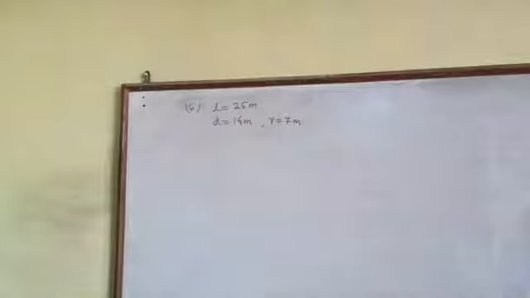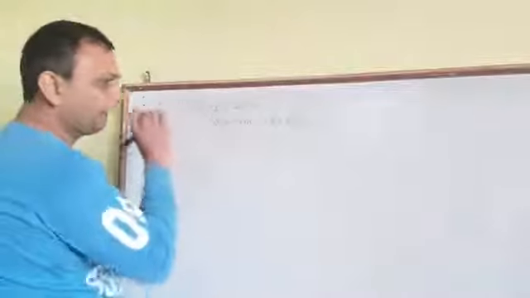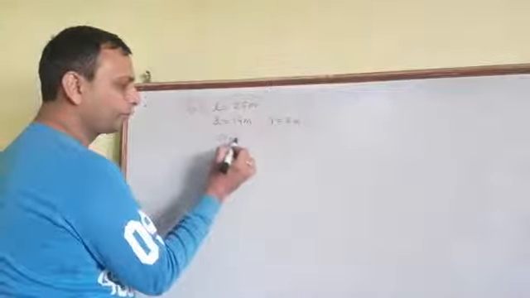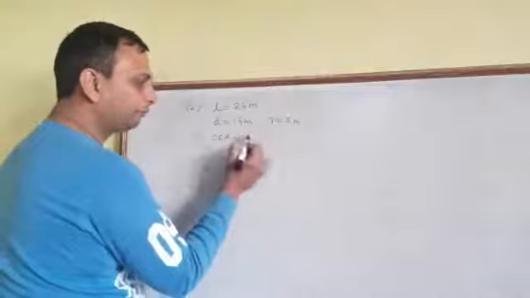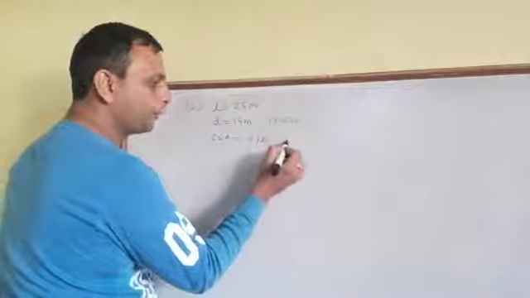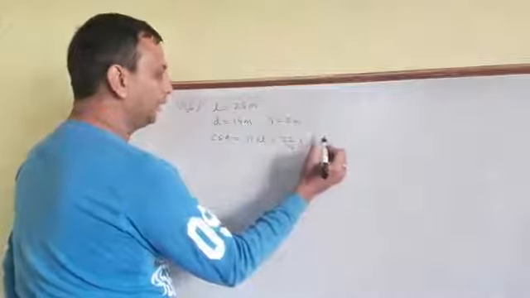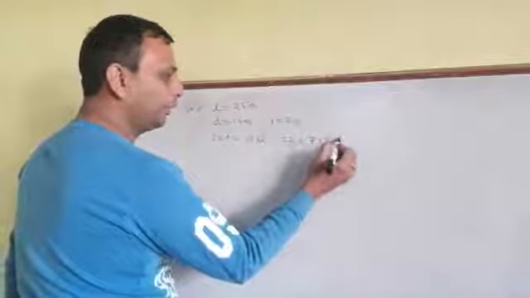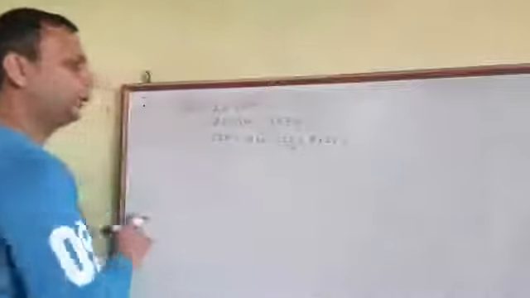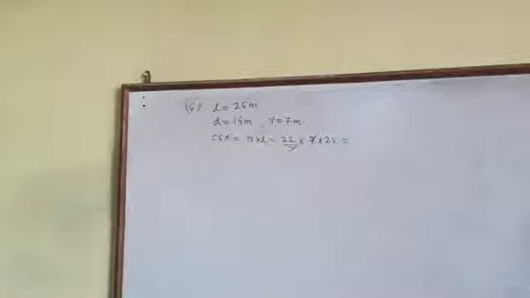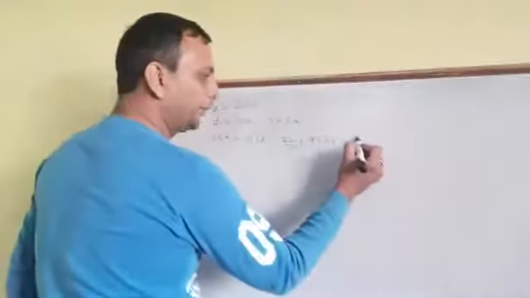Now what do we have to do? We have to find the cost of the white wash on the curved surface area, and the rate is given as rupees 210 per meter square. So first we will find the curved surface area. It will be equal to pi r l, which is 22 upon 7, r is 7 only, and the slant height is 25. 7 will cancel with the 7. 22 multiplied by 25 will be 550 meters square.